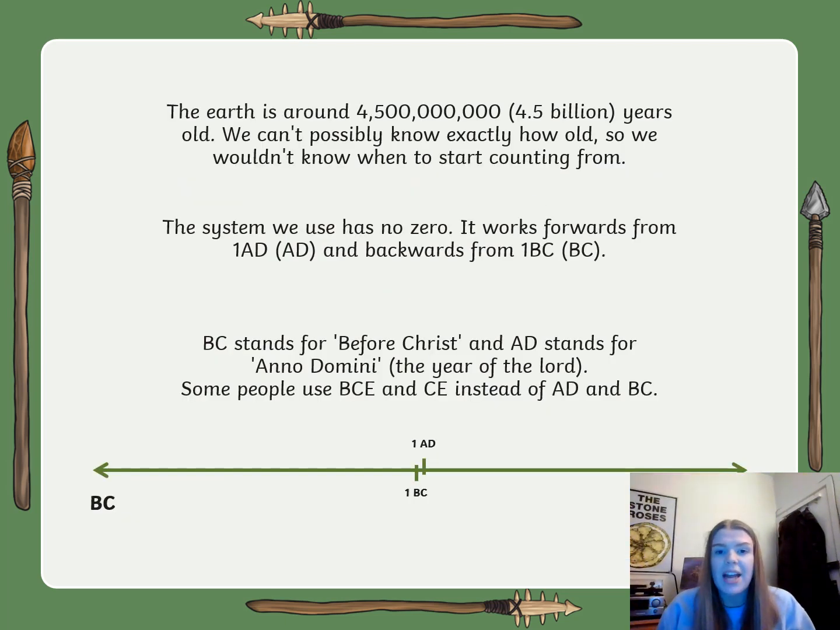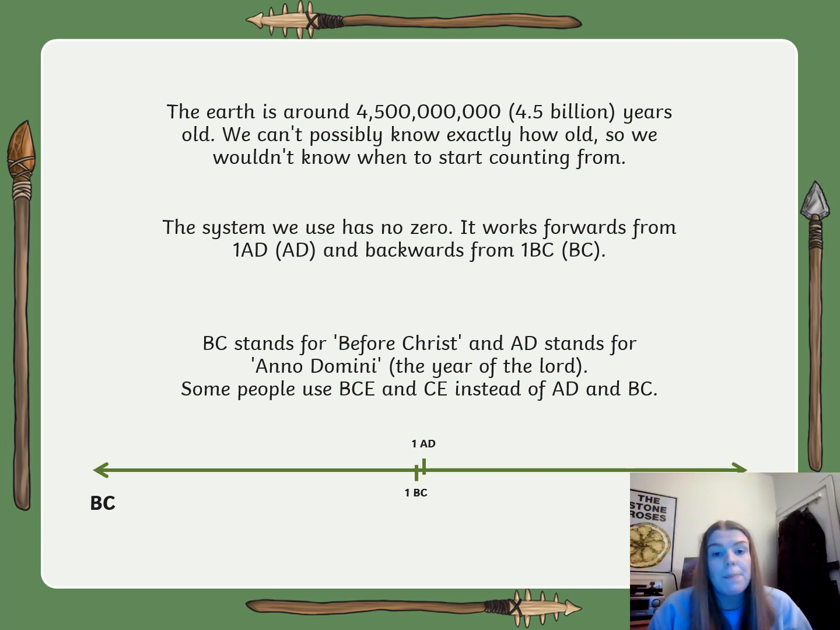So the Earth then is around 4.5 billion years old. And we can't possibly know how old the world is exactly because we weren't born, were we? People weren't here. So we use a different system to measure that time, okay? This system has no zero. It works forward from AD and backwards from BC, okay?